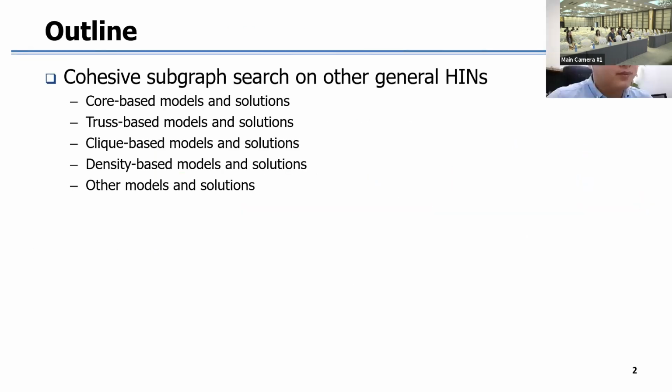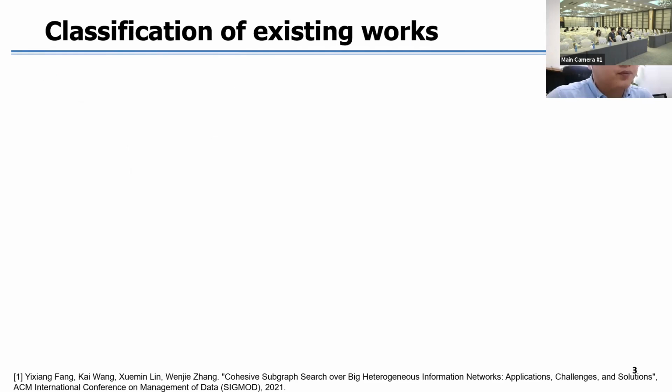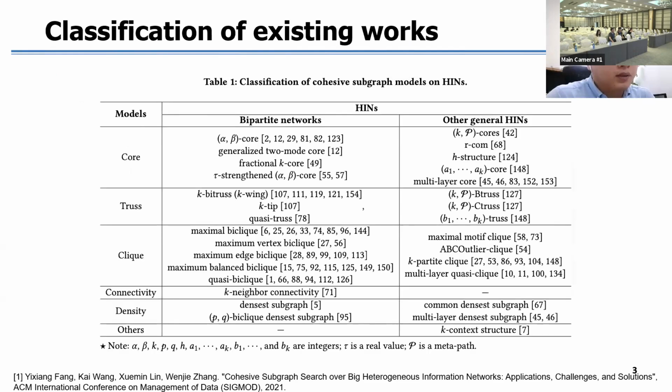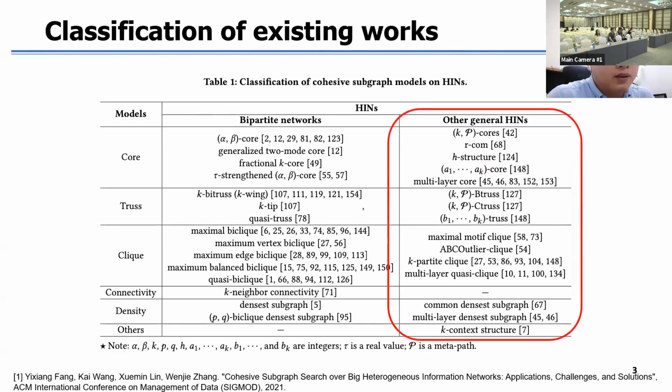Here is the outline. I will mainly introduce four groups of works, which are core-based, truss-based, clique-based, and density-based models and solutions. I will also introduce a few other models and solutions. The specific works in each group can be found in this table. You can also find them in our tutorial paper.